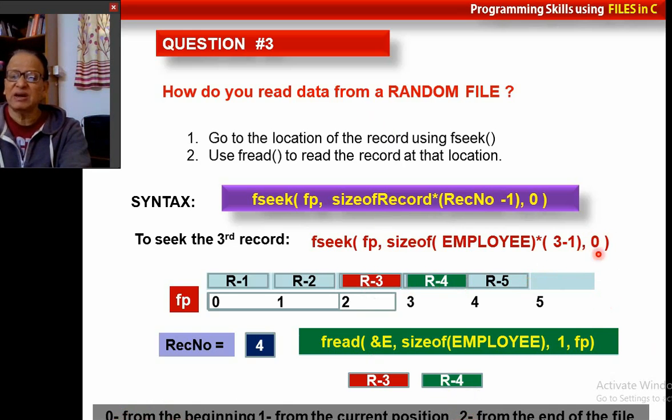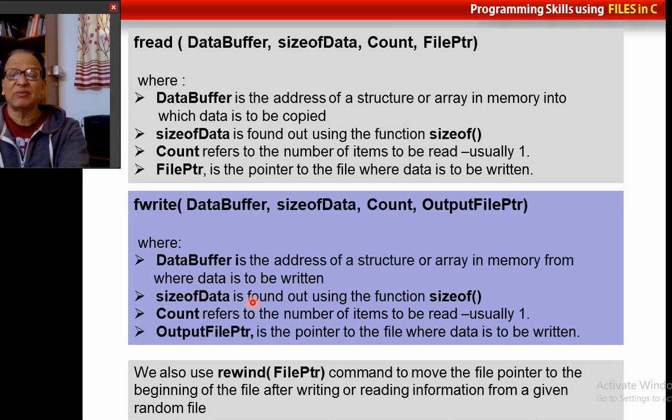For us it is easier, we always use zero to tell that we are reading the file from the beginning of the file pointer. So with that we come to summarizing. So fread: data buffer, size of data, count and file pointer. I have explained that. Same thing also here. The only difference is fread and fwrite here.